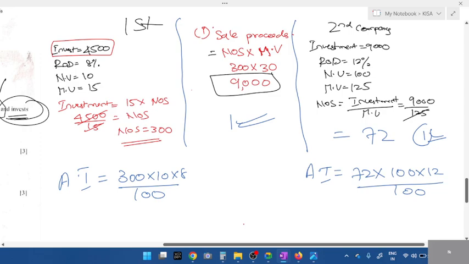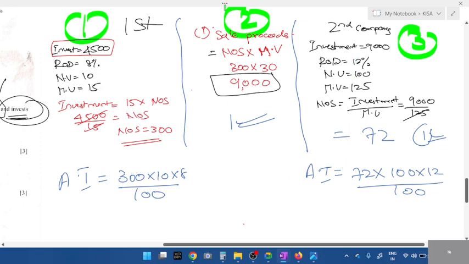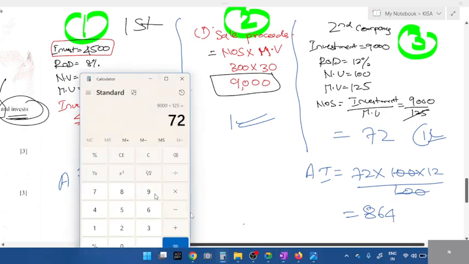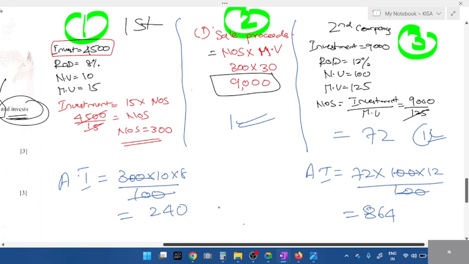This is known as sale proceed. Just make a note in the same order. Do it in the same order in the exam. Write this first, below that sale proceed, below that the third company's list. Two zeros get 240 and 864. Okay, 72 into 12. 864. So that's the change in income.